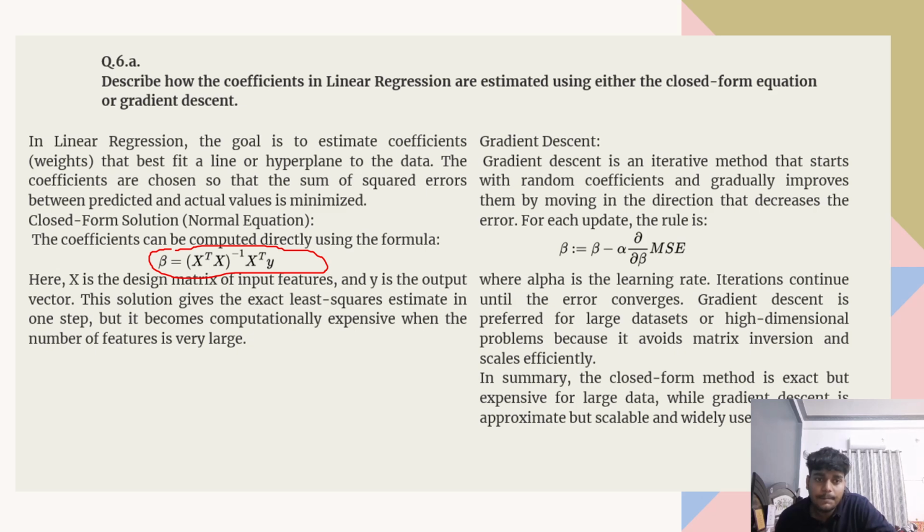Coming to gradient descent, it is an iterative method that starts with random coefficients and gradually improves them by moving in the direction that decreases the error. For each update, the rule is: beta equals beta minus alpha times the gradient of MSE with respect to beta, where alpha is the learning rate. Iteration continues until the error converges. Gradient descent is preferred for large data sets or high dimensional problems because it avoids matrix inversion and scales efficiently. In summary, the closed form method is exact but expensive for large data, while gradient descent is approximate but scalable and widely used.